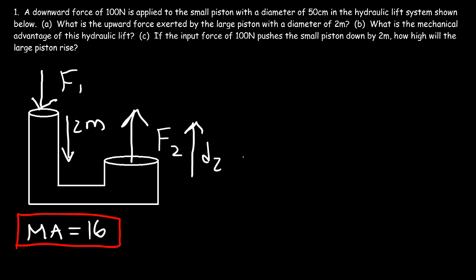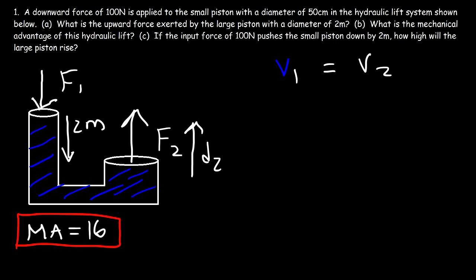The first way is to realize that the volume of the fluid inside the hydraulic lift system is the same. So typically there's some type of fluid inside this hydraulic lift system. And the change in volume in the small piston has to equal the change in volume of the large piston, because the volume of the fluid can't change. So therefore we need to say that V1 is equal to V2.